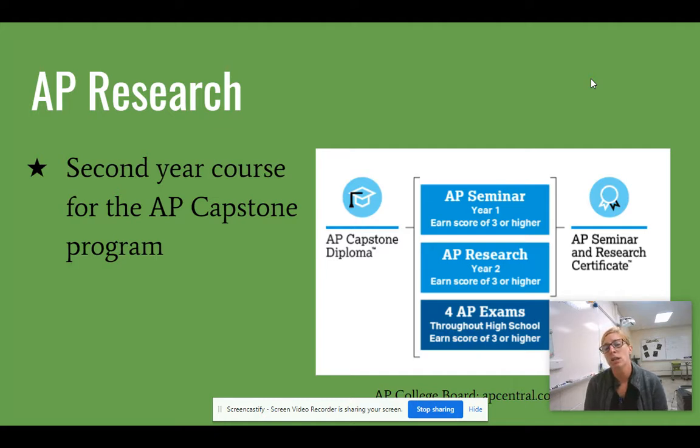But in addition to earning a 3 or higher for both Seminar and Research, if your child takes 4 additional AP exams in some other area and earns a 3 or higher on any 4 of those tests, they would earn a capstone diploma in addition to their traditional high school diploma.